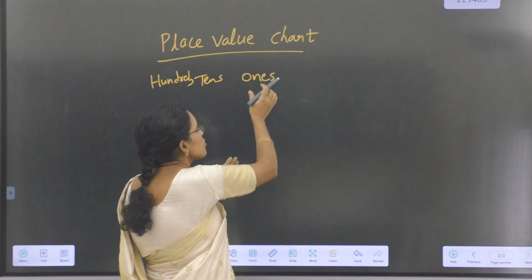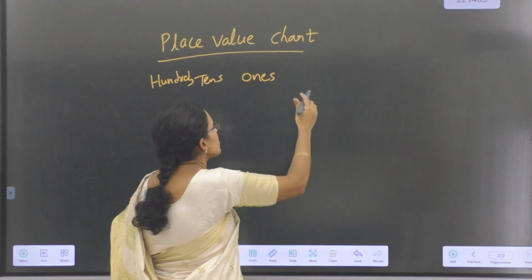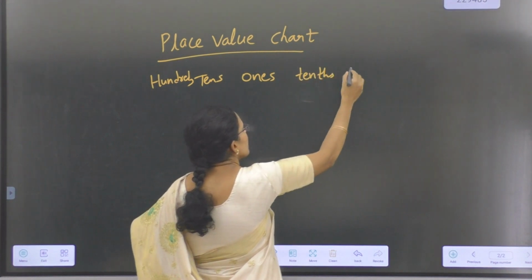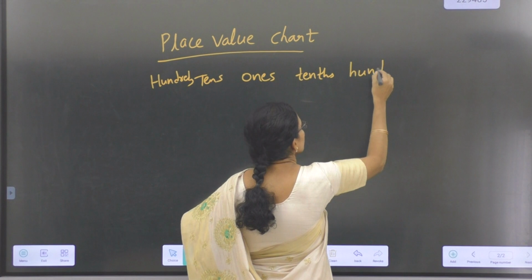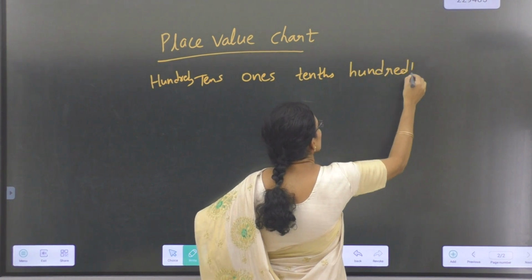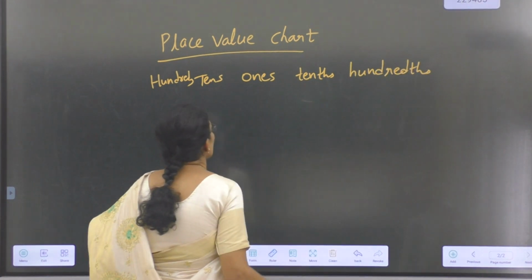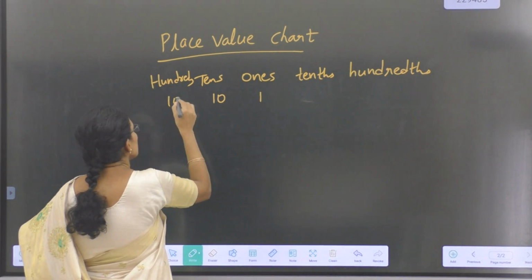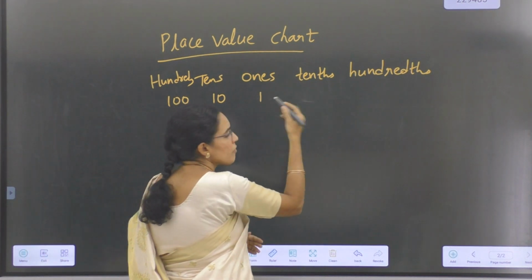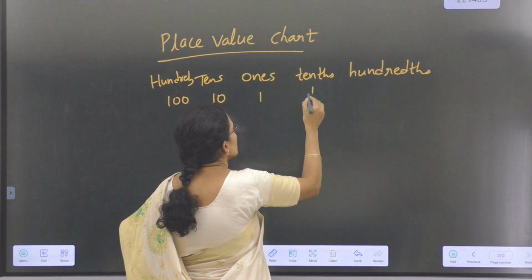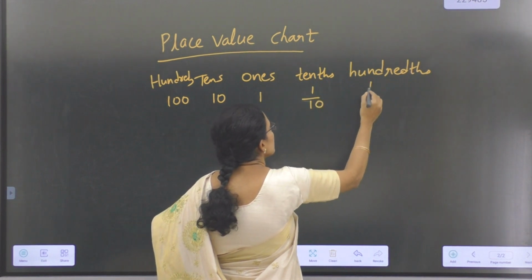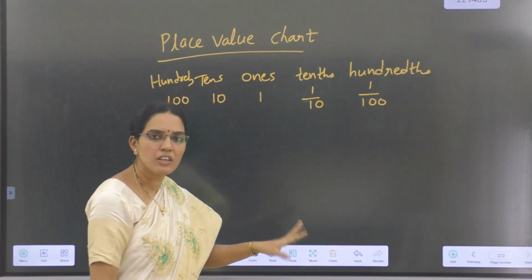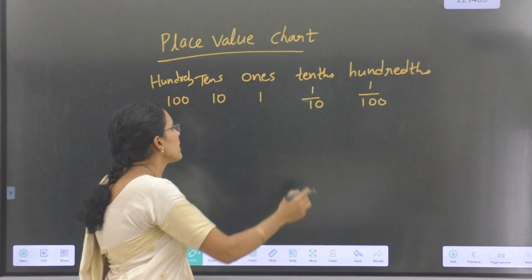That is, after the ones place we have the decimal point. Then after the decimal point, the places are tenths, hundredths, thousandths, ten-thousandths, and so on. On the right side of the ones place, we have tenths, that is 1 by 10, hundredths, 1 by 100, thousandths, 1 by 1,000, ten-thousandths, 1 by 10,000. That is the right-hand side.